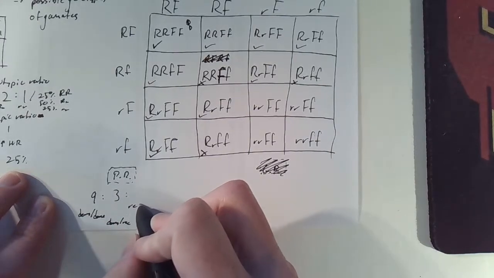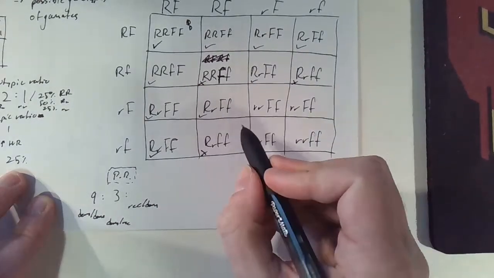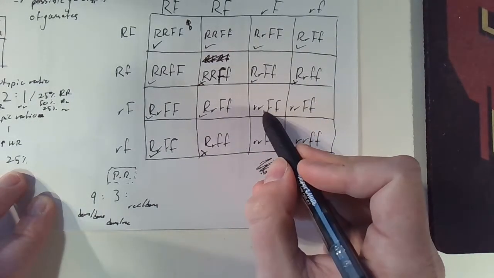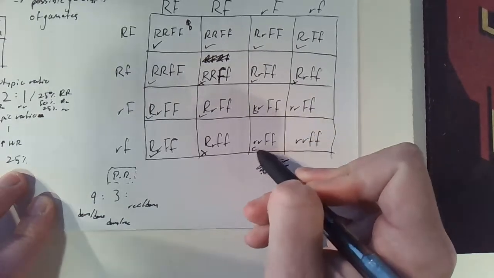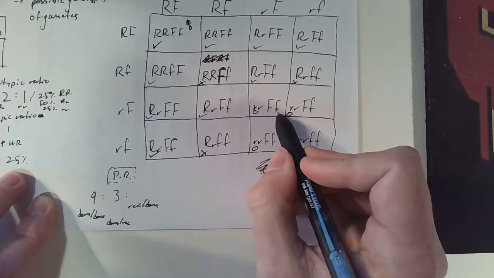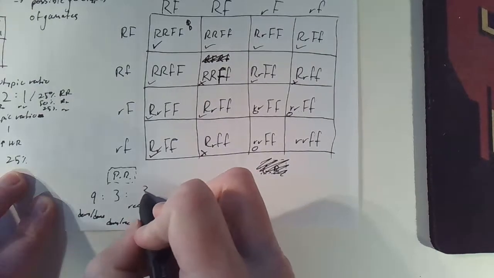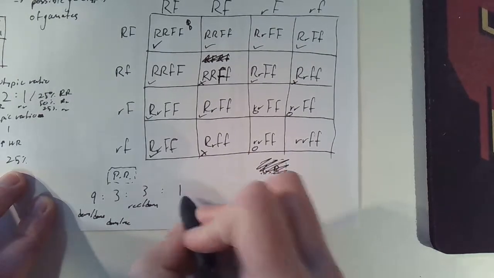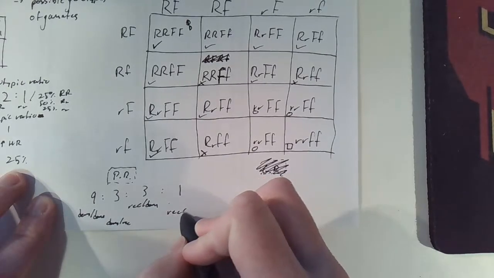Now I'm going to do my recessive dominance. So that means that we're looking for no big R's and at least one big F. And so I see 1, 2, 3. Little r, big F, little r, big F, little f. So there are 3 that are recessive dominant, and then there is going to be 1 left that is recessive.